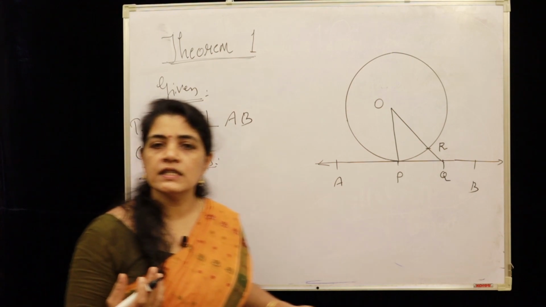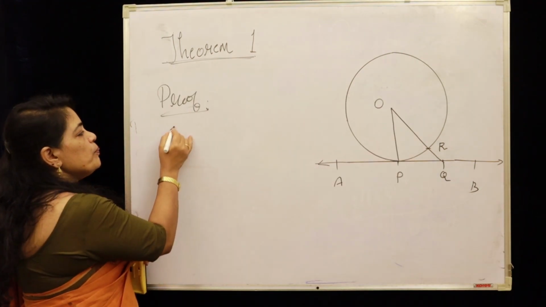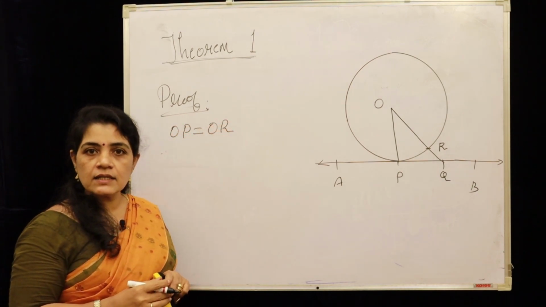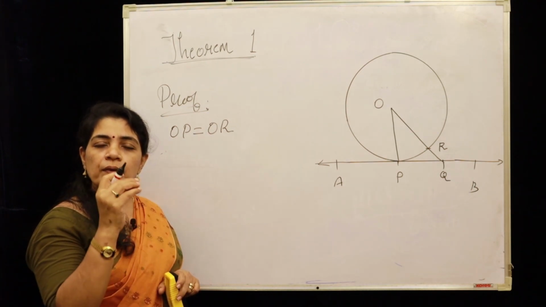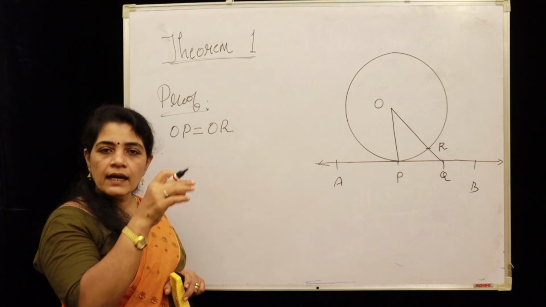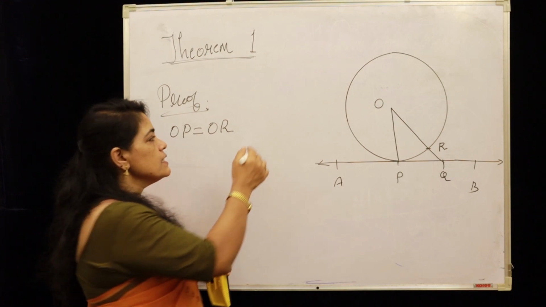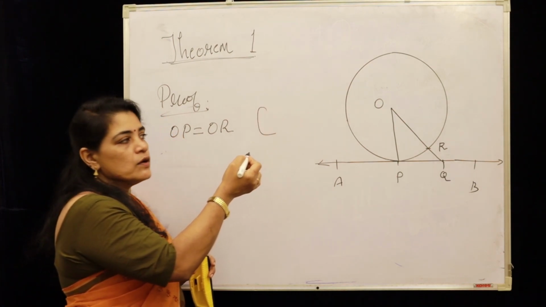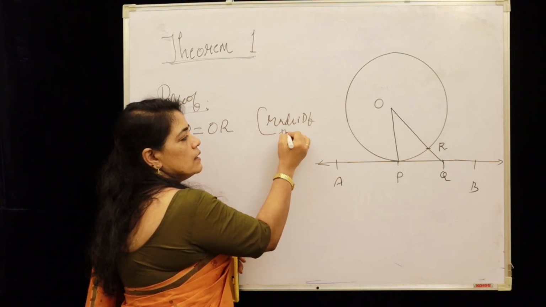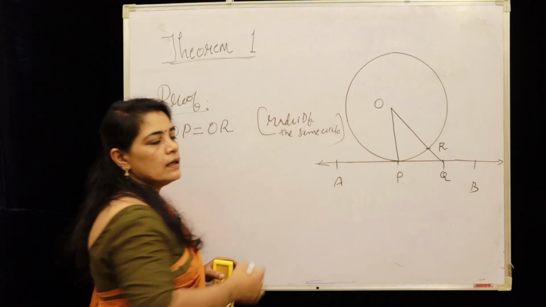Now we are going to start the proof. From the figure, OP equals OR. Can we write like this? P and R are on the circle, and they are joined to the center, and those are radii. What is the reason for OP equals OR? Because they are radii of the same circle, so they are equal.